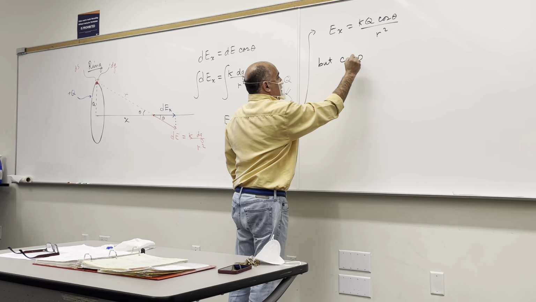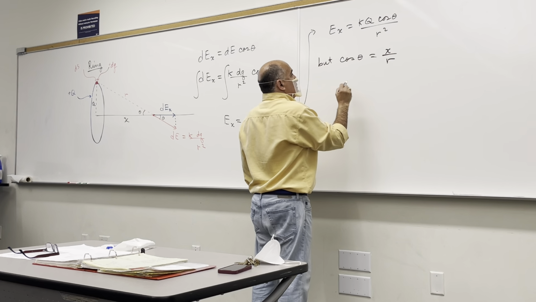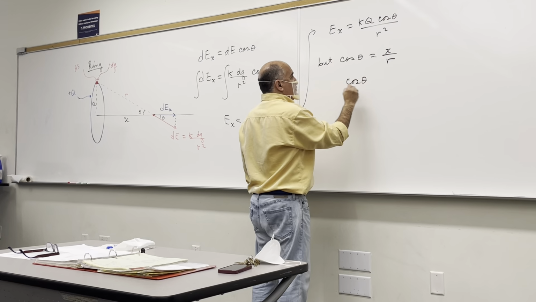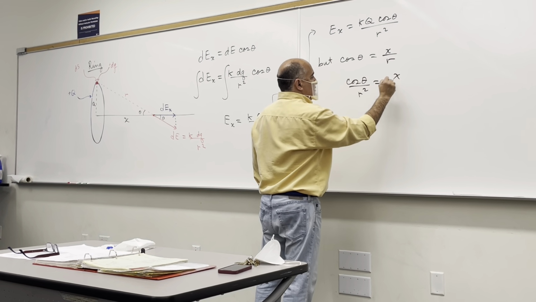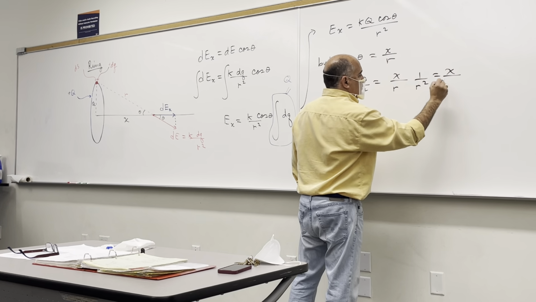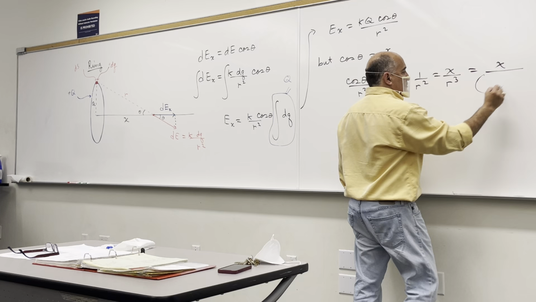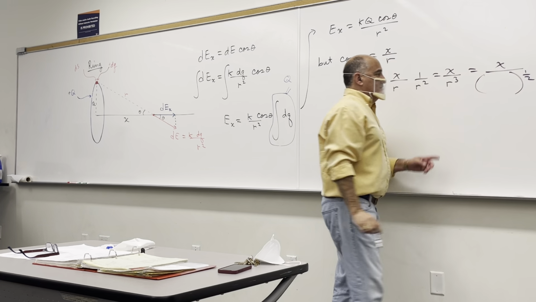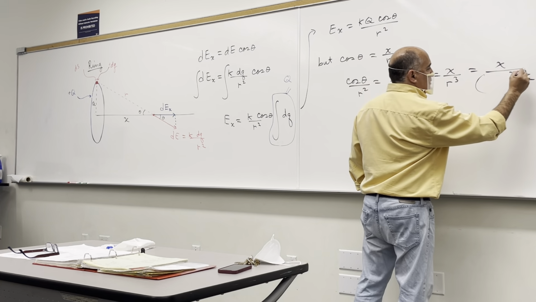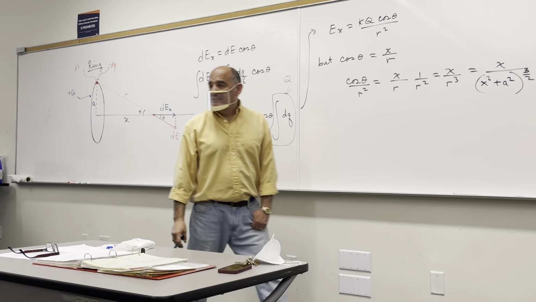Well, the cosine of theta is what? X over R. So this combination, cosine theta divided by R squared, is X over R, well, divided by R squared. So this will be X over R cubed. And that's going to be X over, that's R, but then I have to cube R. And that's going to be X squared plus A squared. Yes?